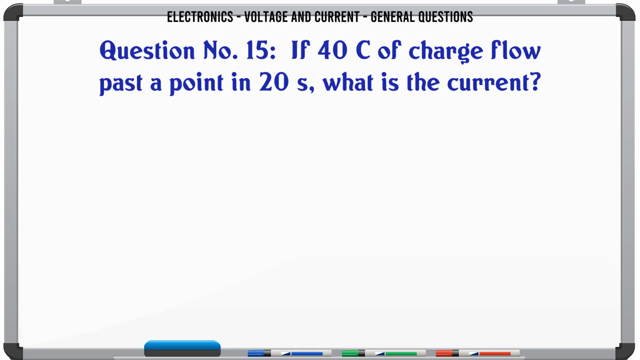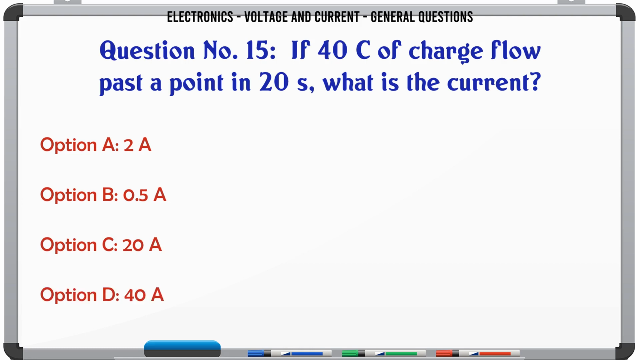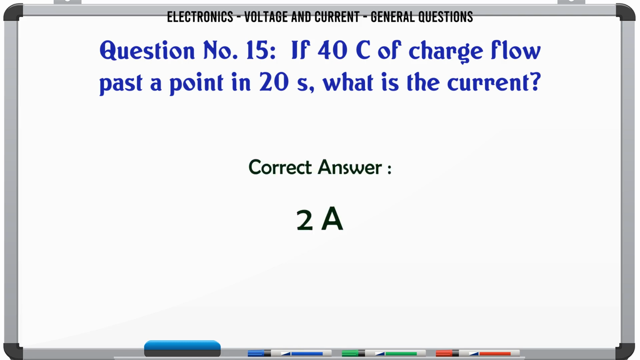If 40 C of charge flow past a point in 20 s, what is the current? A. 2 A. B. 0.5 A. C. 20 A. D. 40 A. The correct answer is 2 A.